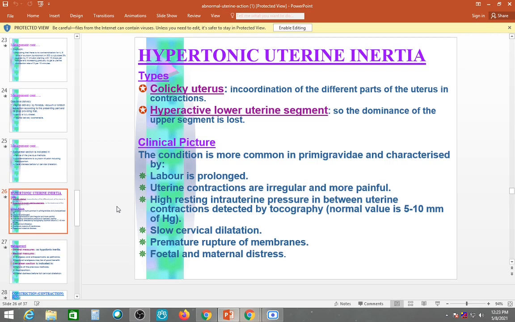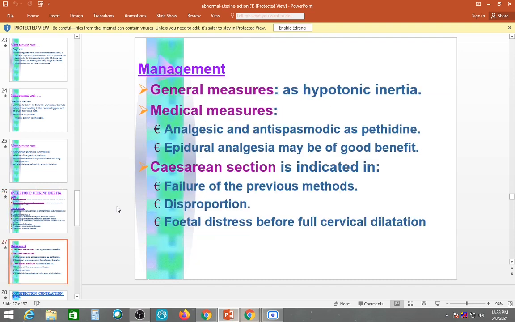The cervix is not dilated. There is no way out for the fetus or the presenting part to escape from the passage. So what happens? There will be fetal distress. The pressure will be more on the fetal side. And the mother distress. Why? Because of severe pain. The mother cannot bear the pain. That's why there is maternal distress.